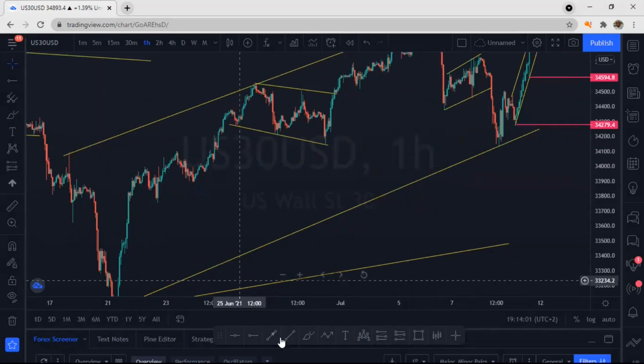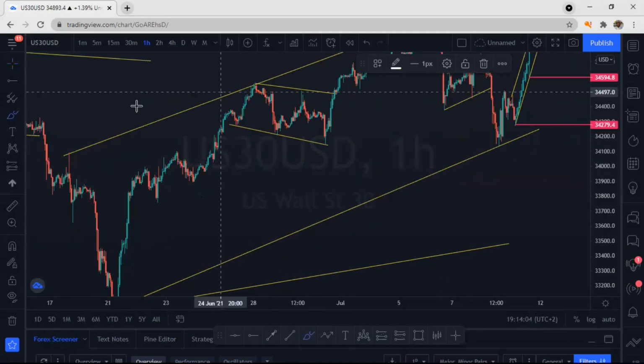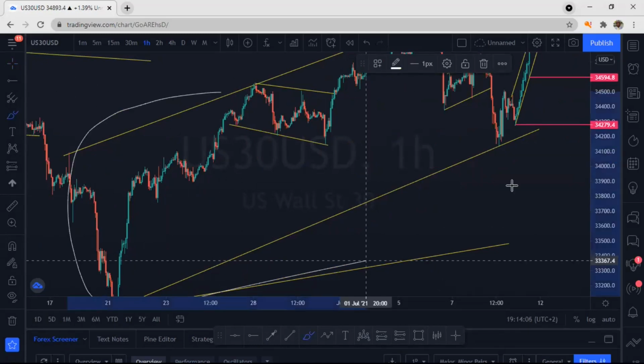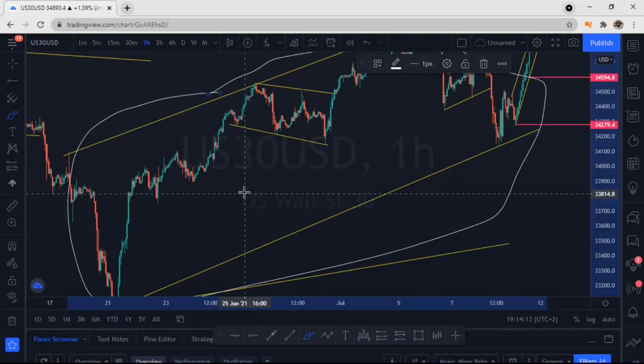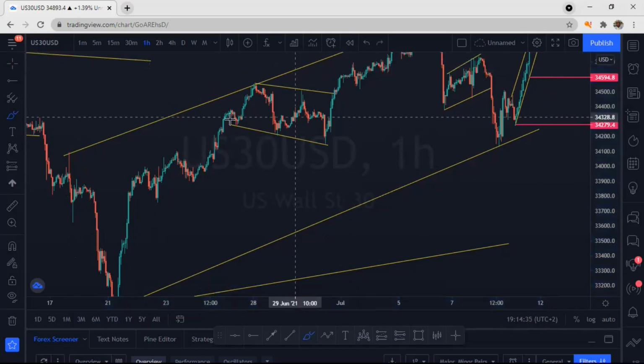Let me just use my pen, the one that doesn't want to move away. The whole of this is still a correction, guys. In a correction, you always find impulse and correction inside a bigger correction. Do you feel me, guys, on this? Okay, cool, we are together. So there's always a bigger correction.